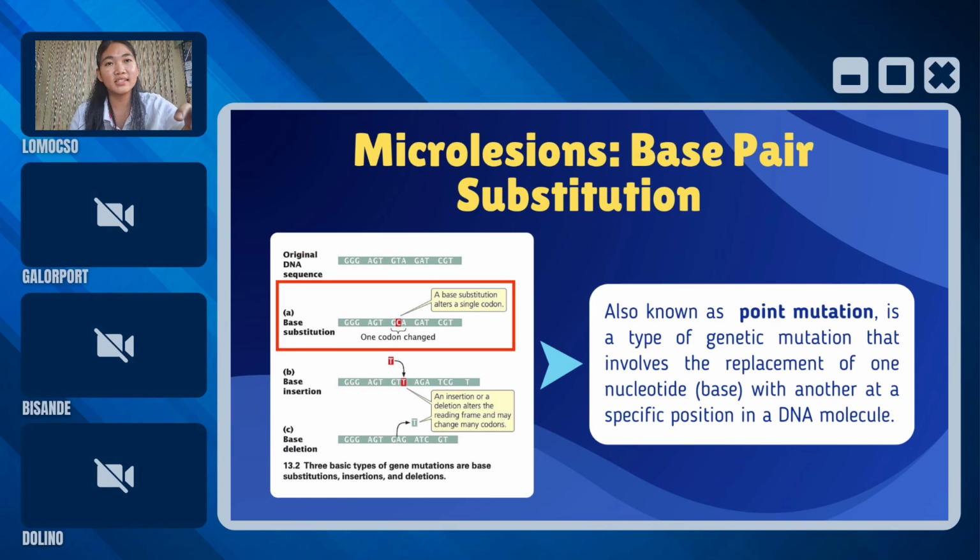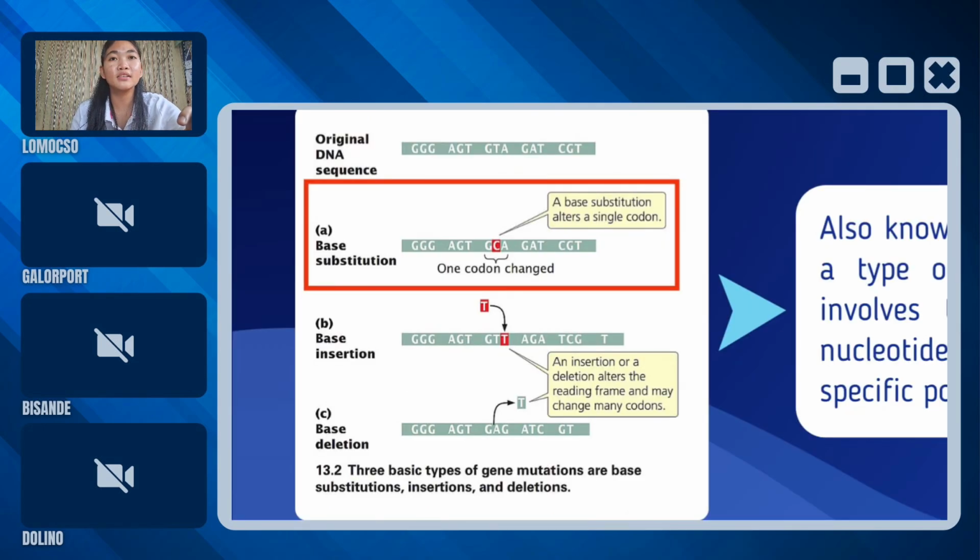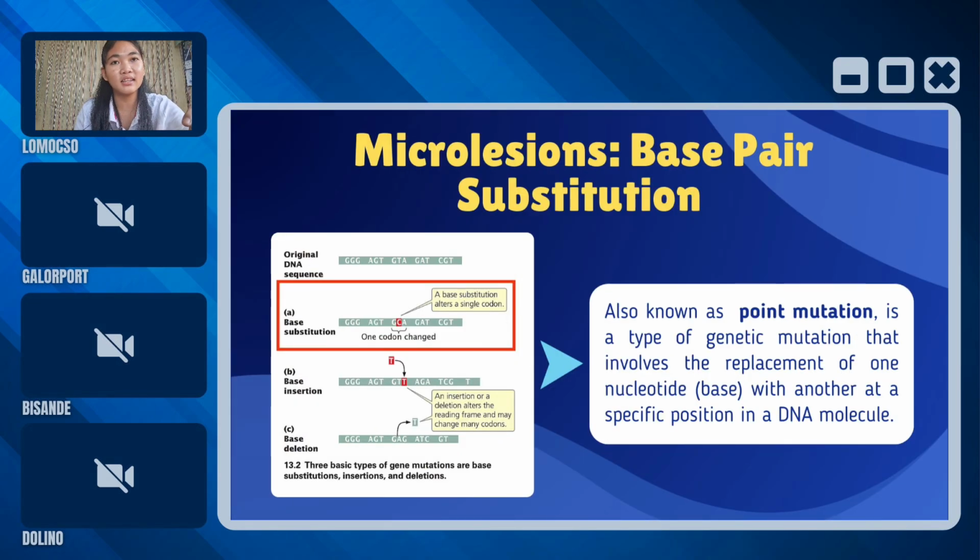So let us look at this image. Focus on the red box. So the original DNA sequence GGG, AGT, GTA, GAT, and CGT undergoes a change where one base, or a single DNA nucleotide in a codon GTA, is altered, resulting in a new sequence. This single base substitution changes only one codon, GTA, to GCA, illustrating how a small alteration in a DNA sequence can lead to a change in a single amino acid during protein synthesis.